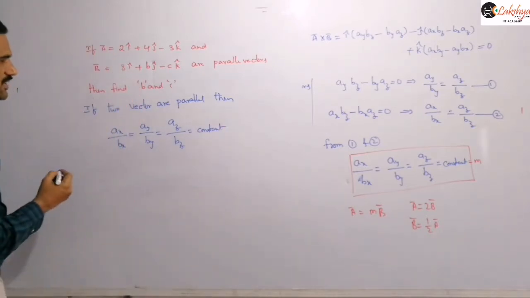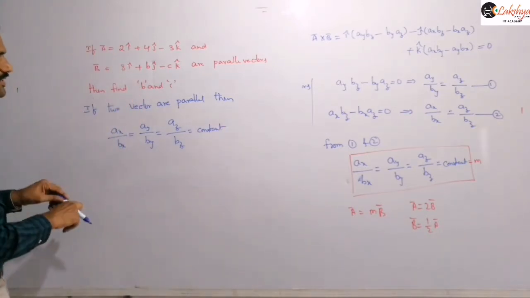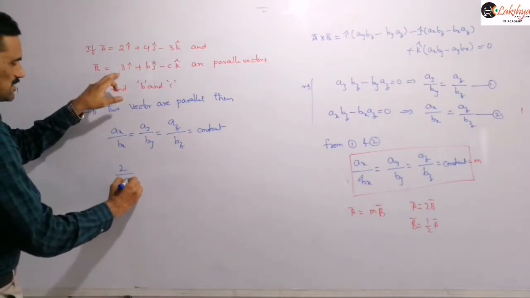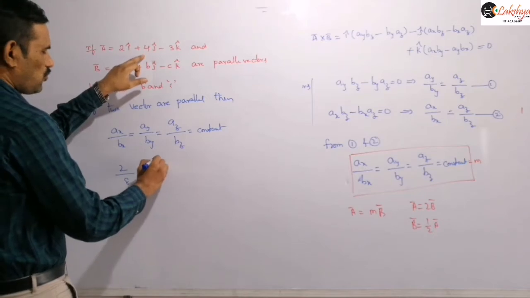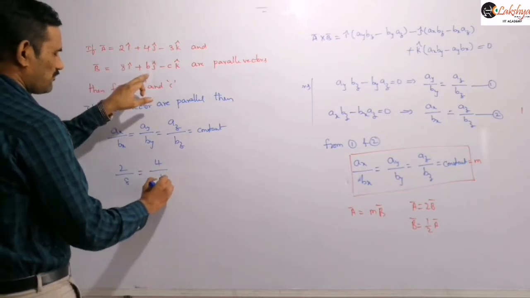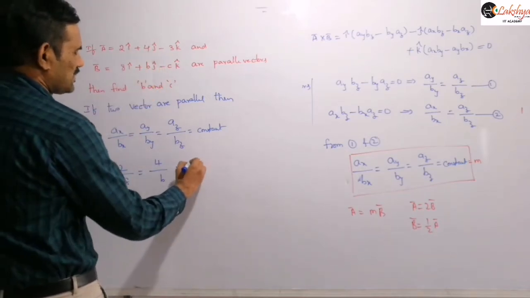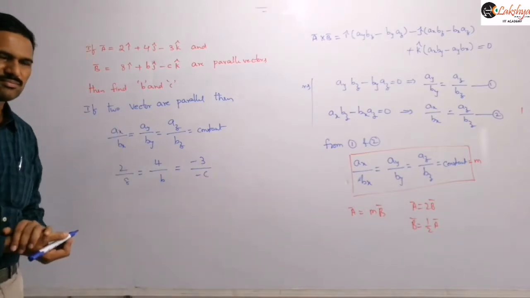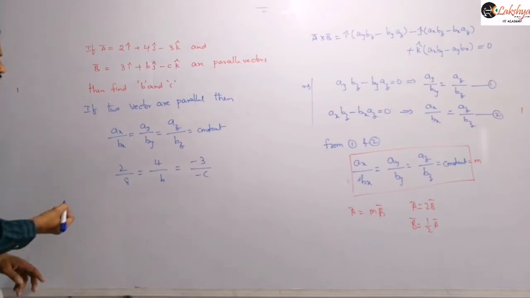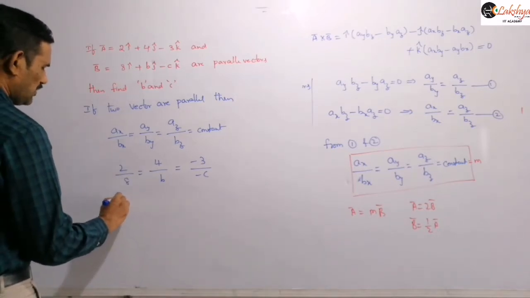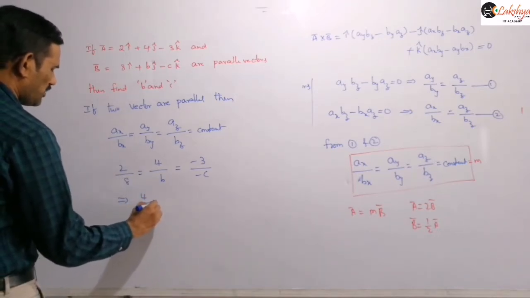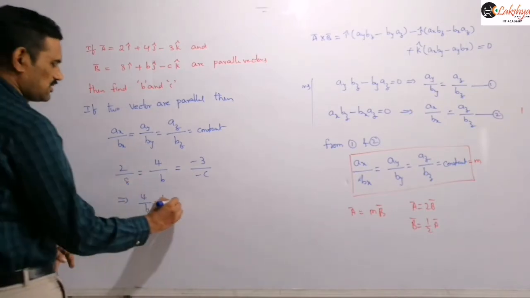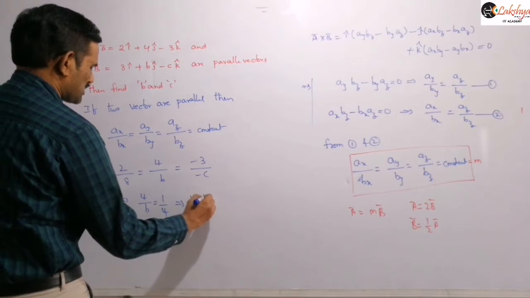So that value will be equal to some constant, right? Now let us use our values here. So ax means here we need to use 2. So 2 by bx means 8. So this is equal to 4 by by, that is b. And this is equal to az, minus 3 by minus c. Along with the sign you need to write here, right? And from this you can simplify: 4 by b is equal to 1 by 4, using these two terms here, and so you can write this b as 16.